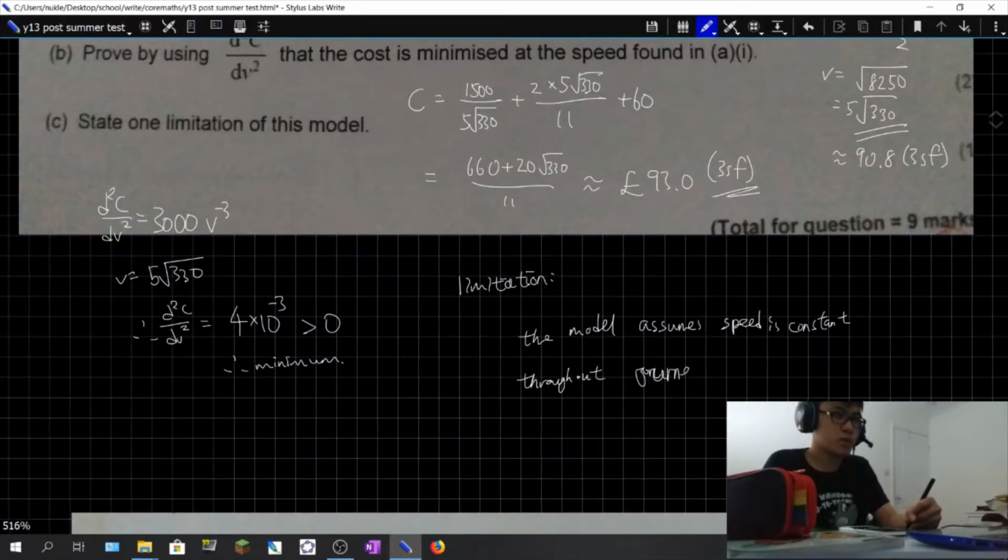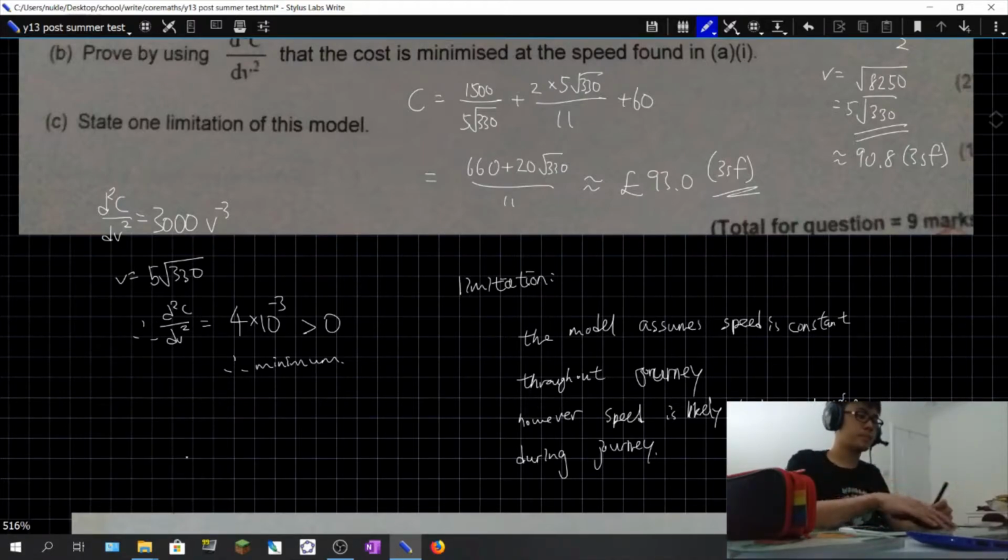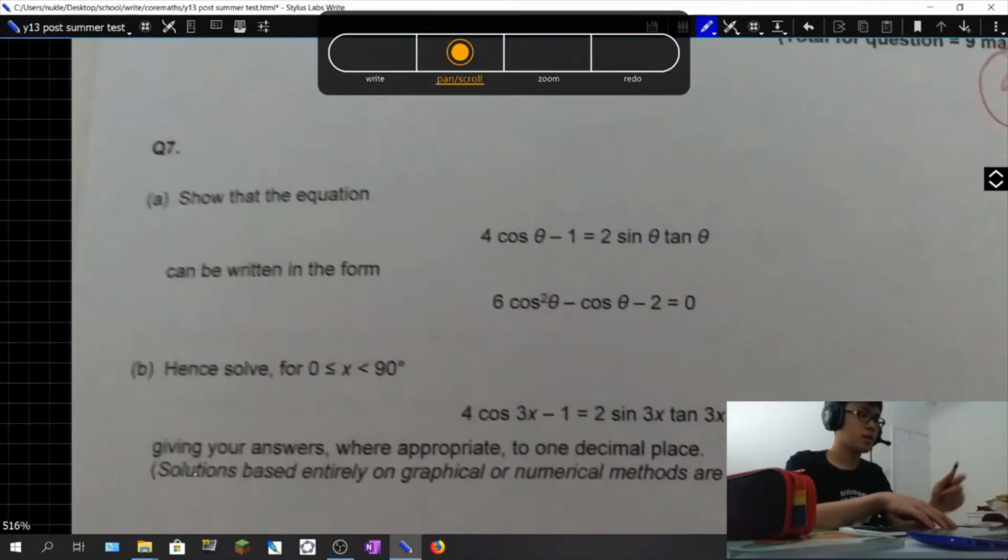If I can spell it. However, speed is likely to be changing during the journey. There you have it. Alright, next guy.